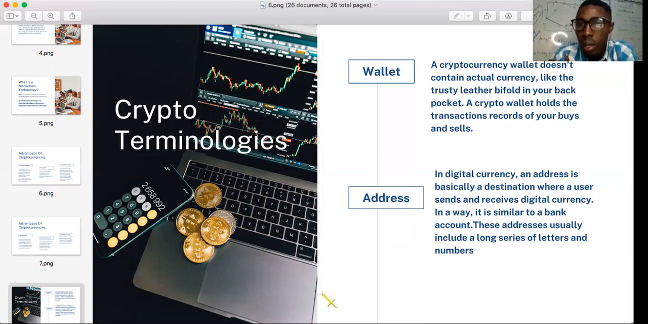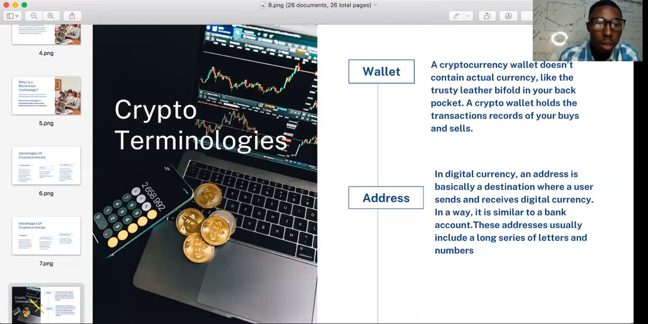And number two terminology you're going to look at is the address. In digital currency, an address is a destination where users send and receive digital money. If you relate it to normal fiat money, it is our account number. So your cryptocurrency address is similar to your account number, but in cryptocurrency it is not a unique number. It is a combination of alphabet letters and numbers, which are actually very, very unique, and because of the security in it, it's encrypted with cryptography, so that makes it very secure. So that's the address.